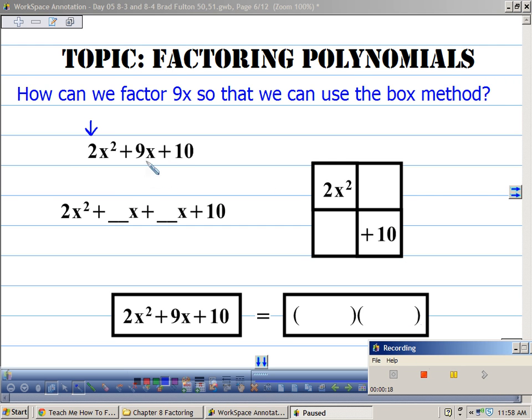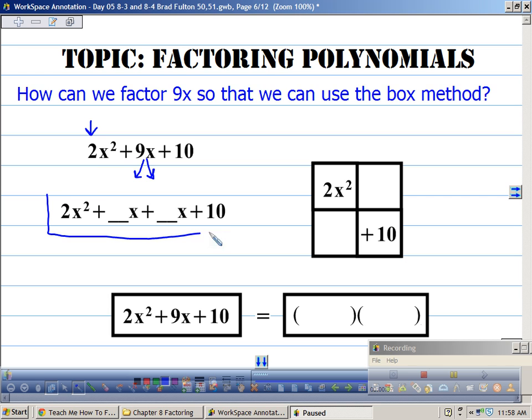Okay, so yesterday we talked about splitting up this middle term. When I split up this middle term, I make two separate terms. And remember we talked about yesterday that when we did that, this kind of looked like factor by grouping. And you have 4 terms, we use the box method and we factor by grouping, right?